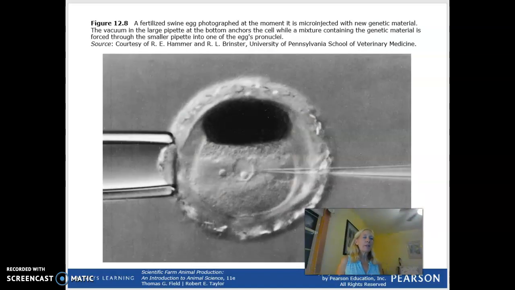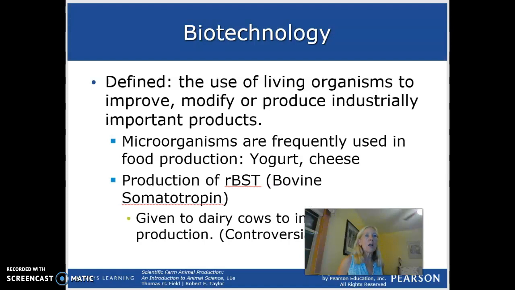Okay, and then this is just a picture of a swine egg that is being injected in the nucleus, micro-injected with somatic cells or new genetic material. So that is the process for cloning. So some information on biotechnology. This is kind of interesting that they even talk about it, but I just think they picked kind of a really weird example. But biotechnology is the use of living organisms to improve, modify, or produce industrial important products.